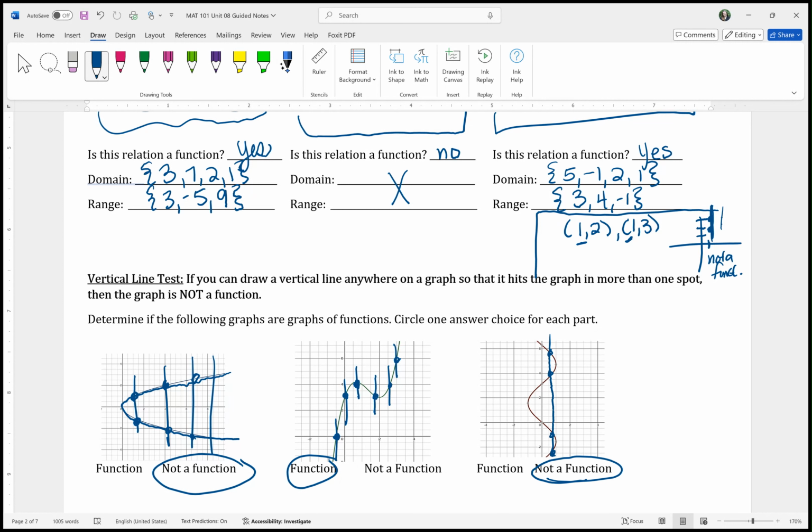Now I want to make a quick note. Sure, I could draw a vertical line right here and technically it would only hit it in that one spot. But that's not what this is asking. It's not asking, hey, do you have anywhere on the graph where it only hits it once? That's not what it's saying. It's really asking the reverse. Do you have anywhere on the graph that it hits it more than once? And if it hits it more than once anywhere, it's not a function. Okay? All right, so I hope that helped with understanding that vertical line test and whether something would be a function or not.